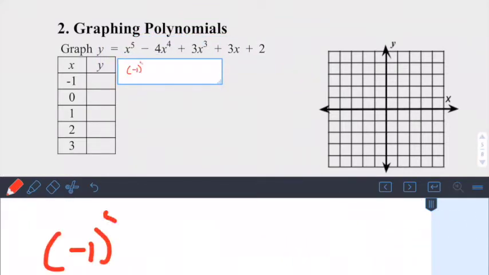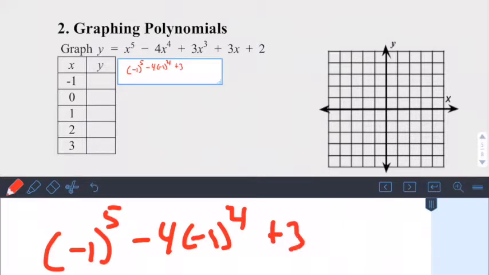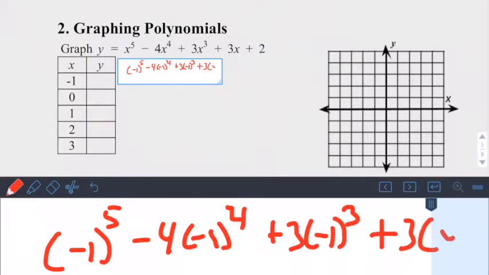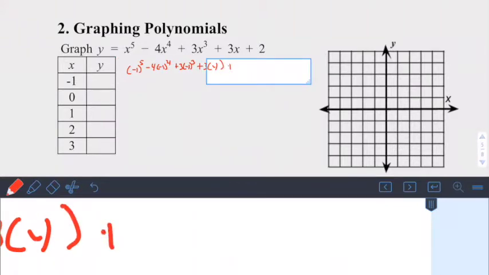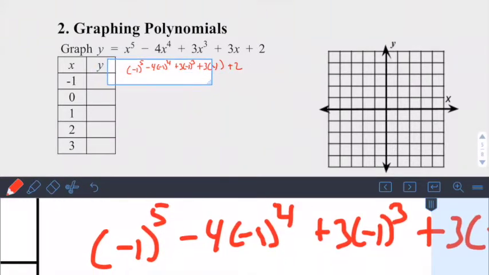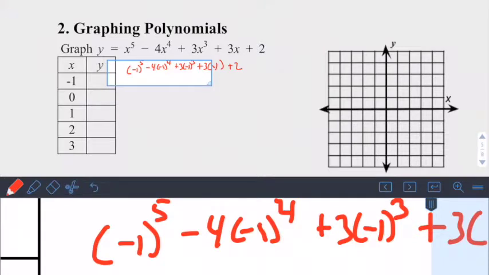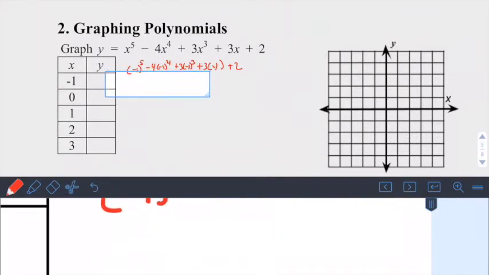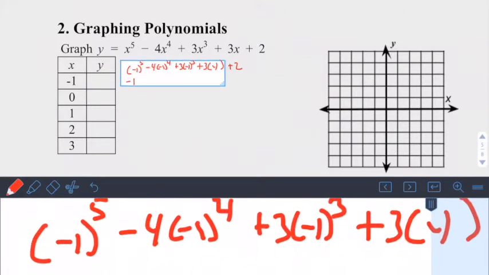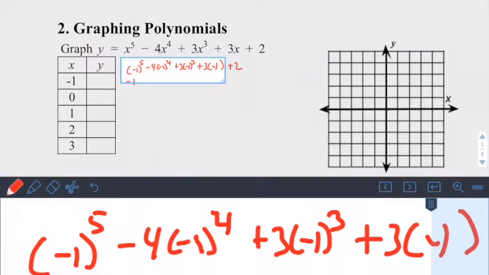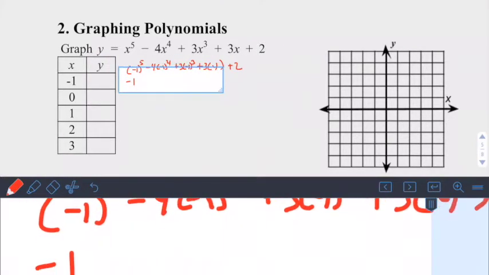So -1 to the 5th minus 4 times -1 to the 4th plus 3 times -1 cubed plus 3 times -1 plus 2. Well, -1 to the 5th is -1 times itself 5 times, which gives us -1. -1 to the 4th is 1, and so -4 times 1 is -4.